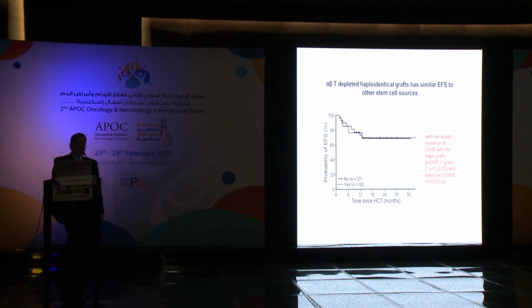If we compare the TCR alpha beta depleted haplotransplant versus other stem cell sources, which are either unmanipulated bone marrow, peripheral blood, or cord blood, there was no difference. And you could see that the numbers are split equally, and the probability of event-free survival is almost superimposed. The only difference was a decreased incidence of GVHD with haplograft, with only 1 patient developing acute graft versus host disease more than grade 2 and going on to develop extensive chronic graft versus host disease.